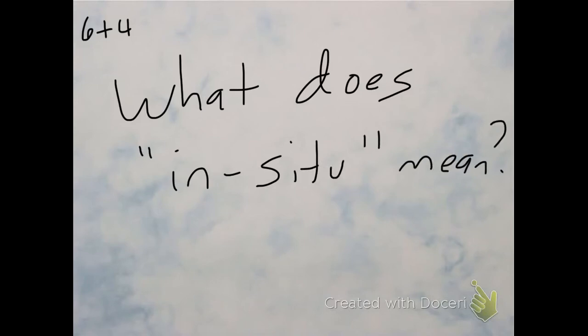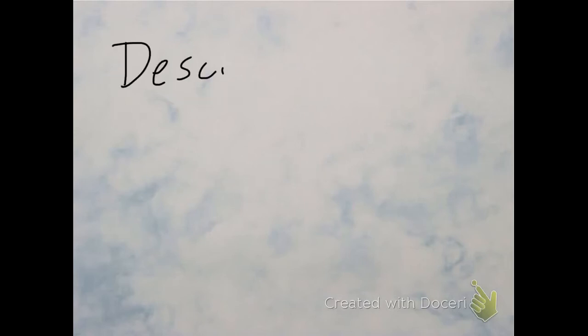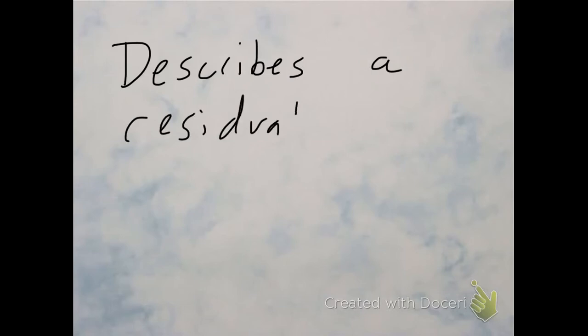Okay, question 6 plus 4. So this question says, what does in situ mean? What does in situ mean? And in situ is Latin for in place. So the follow-up question to that is, does in situ describe a residual or a transported soil?